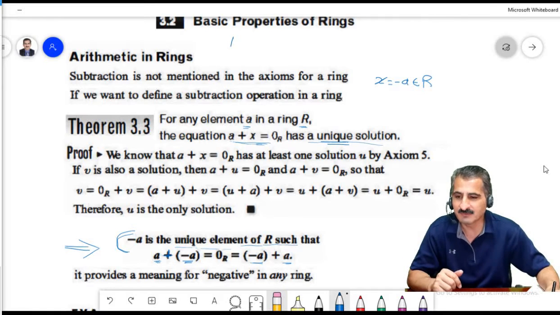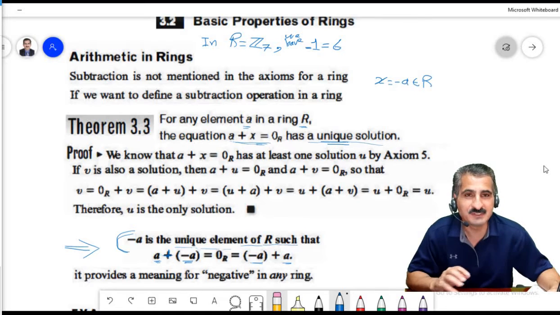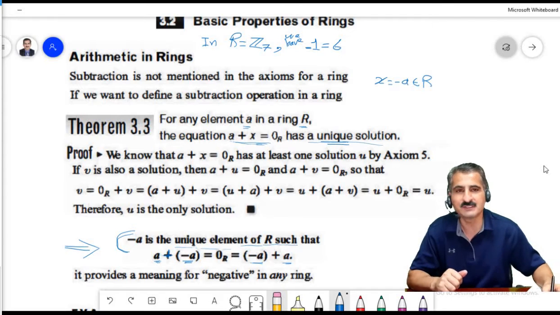For example, if we choose R to be Z7, okay? So what is negative 1 in there? We know it is 6, correct? So in this ring, we have negative 1 to be 6. So it's not about a negative image. No, it is the additive inverse. And we want to prove in this theorem this additive inverse is unique.